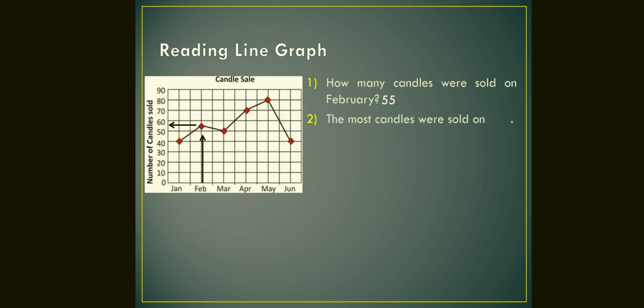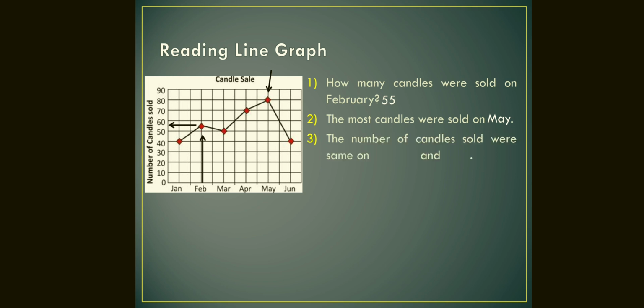Number 2. The most candles were sold on blank. To find the most, just take a look at the highest point of the line graph. The highest point shows 80, which means it is May. So the most candles were sold in May, not 80. The answer should be the period.